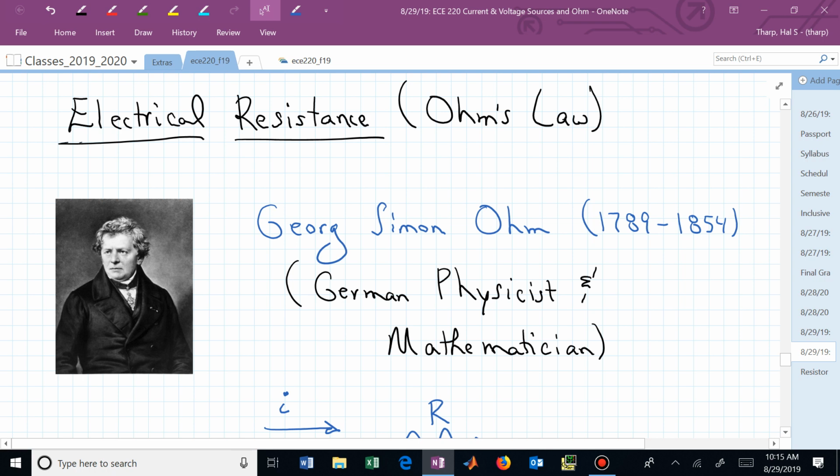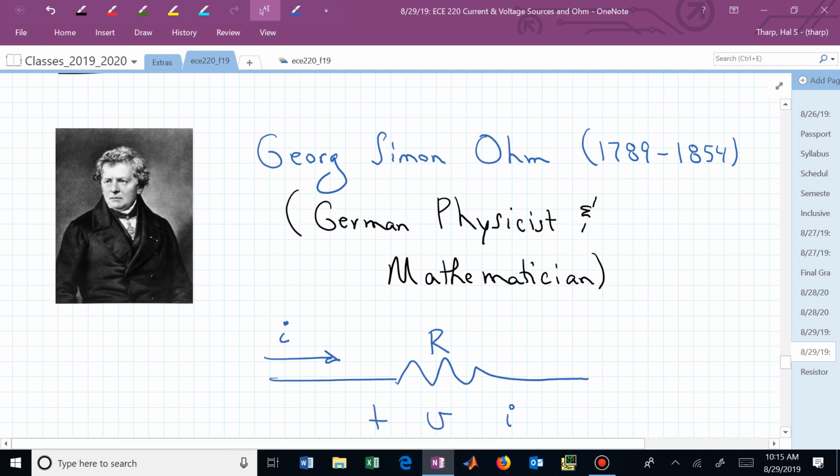Now we're going to run into like 3 Germans in a row. Here's George Ohm, a physicist back in the late 18th century. That's his mugshot. He turned in his passport. It's due on Saturday. You know what he did this summer that was fun? Let's not go there.